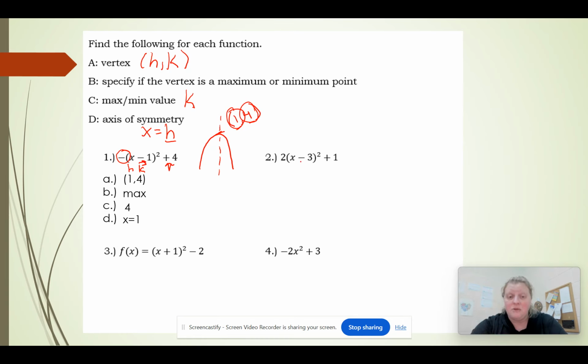All right, number 2, if you were to graph this, you would have to go right 3 and up 1. That would put you at 3, 1. So that's going to be your vertex. Your h value is 3, and your k value is 1. Now this graph is going to be a smiley face. Smiley faces have lowest points, so that's called a minimum.